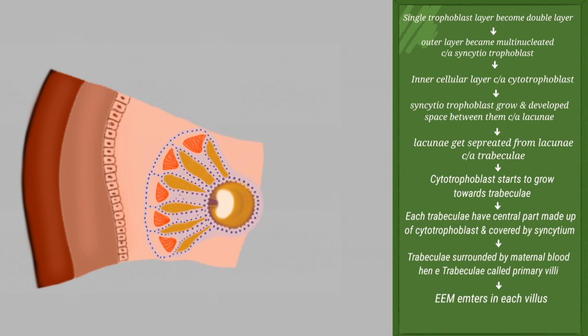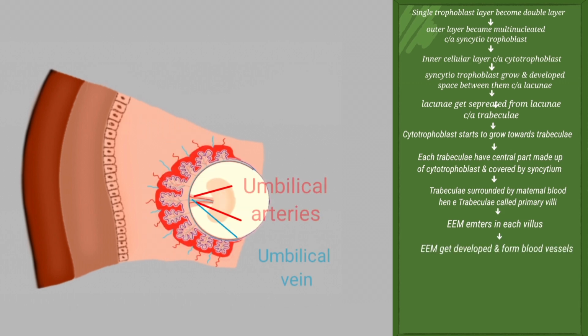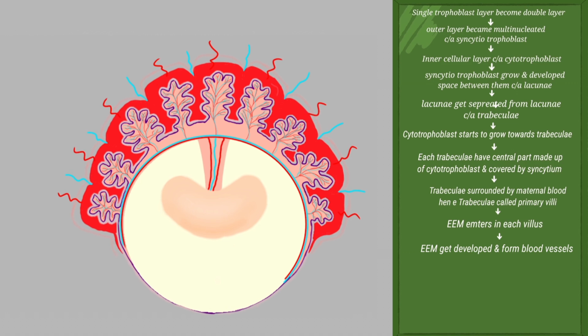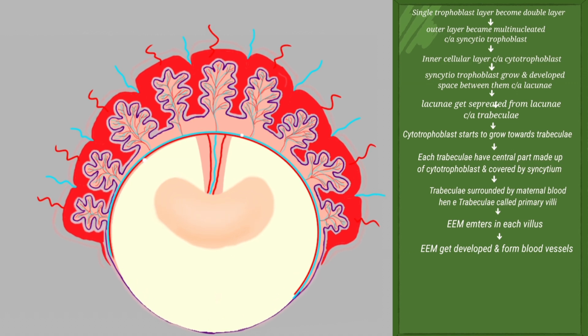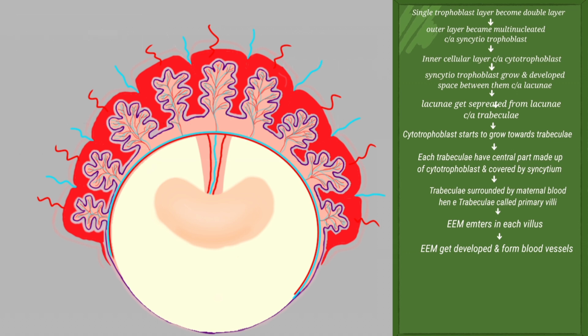After some time, the connecting stalk connects the embryo directly with the villus and is called the umbilical cord. Some extraembryonic mesoderm develops and forms blood vessels. Extraembryonic mesoderm in the umbilical cord gets converted into 2 umbilical arteries and 1 umbilical vein. This vein and arteries move up and connect to the chorionic vein and arteries respectively on the surface of the chorion, and these arteries and vein continue in the villi.